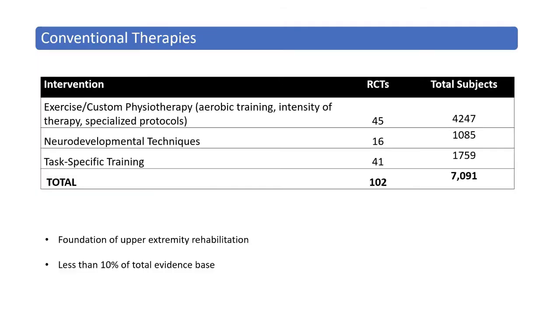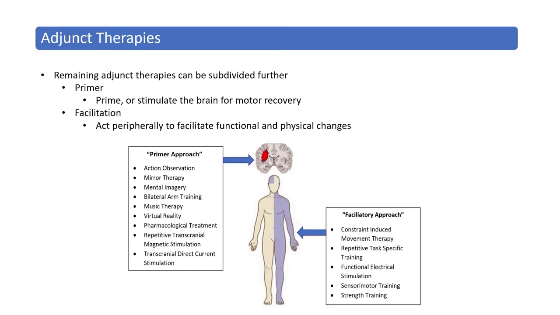Here is an example of the conventional therapies used in upper extremity rehabilitation and the number of RCTs investigating each. These interventions are the foundation of upper extremity rehabilitation in stroke, but account for less than 10% of the total evidence base. The remaining interventions would be classified as adjunct therapies and can be further divided into two groups.